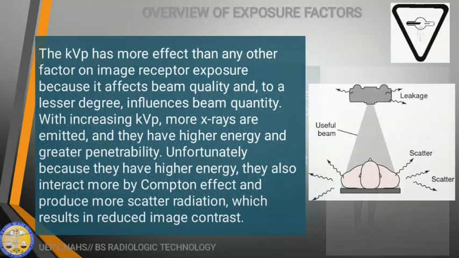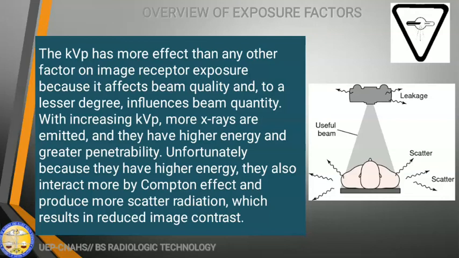The KVP has more effect than any other factor on the image receptor exposure because it affects beam quality and, to a lesser degree, influences the beam quantity. With increasing KVP, more X-rays are emitted and have higher energy and greater penetrability. Unfortunately, because they have higher energy, they also interact more by Compton effect and produce more scatter radiation, which results in reduced image contrast. Earlier, we said KVP controls the contrast. However, it is also true that KVP affects the density. The higher the KVP, the blacker the film becomes due to scatter radiation, due to the Compton effect.